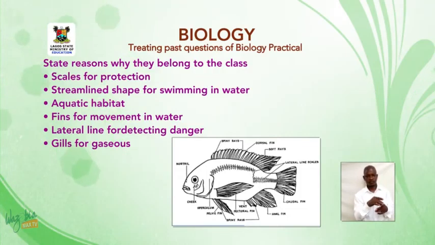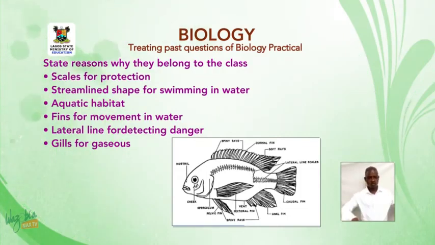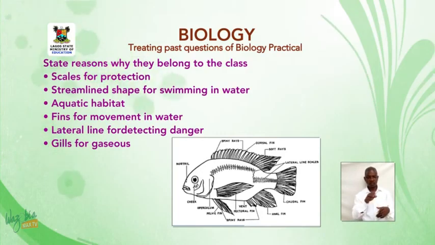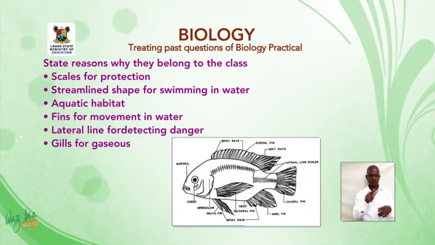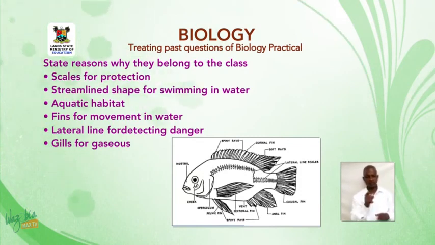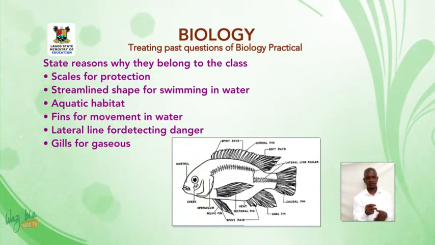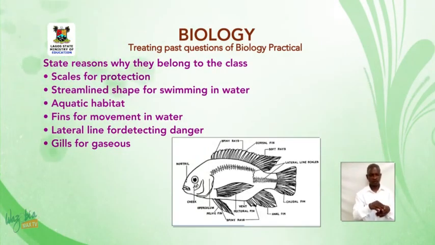Because they have scales for protection. They have streamline shape for swimming in water. They are aquatic organisms. They have fins for movement in water. They have lateral line for detecting danger. They have gills for gaseous exchange. So those are the reasons why we classify them as Pisces.